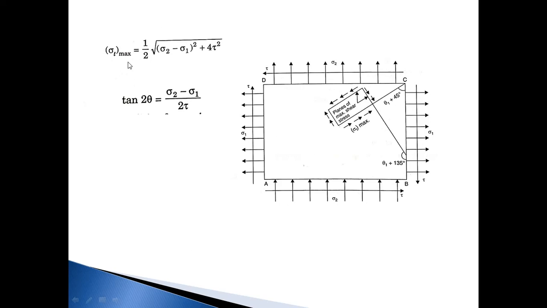Then sigma T max is 1 by 2 into square root of (sigma 2 minus sigma 1) bracket square plus 4 tau square. And already the position of the principal plane is tan 2 theta is equal to (sigma 2 minus sigma 1) divided by 2 tau.